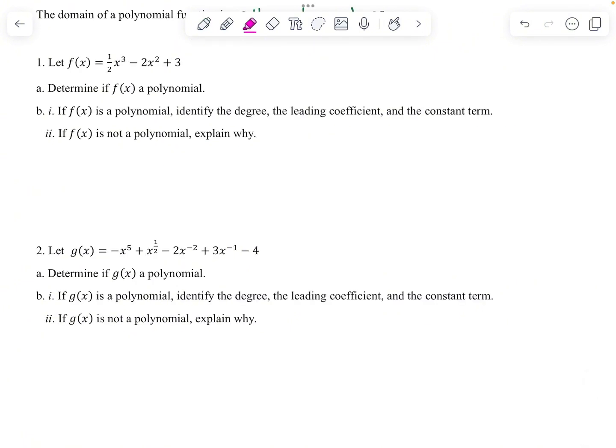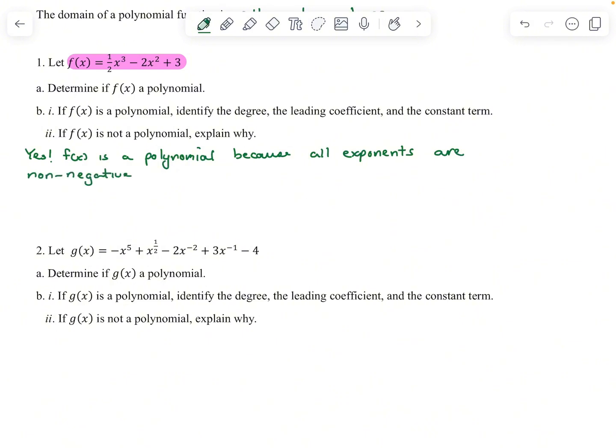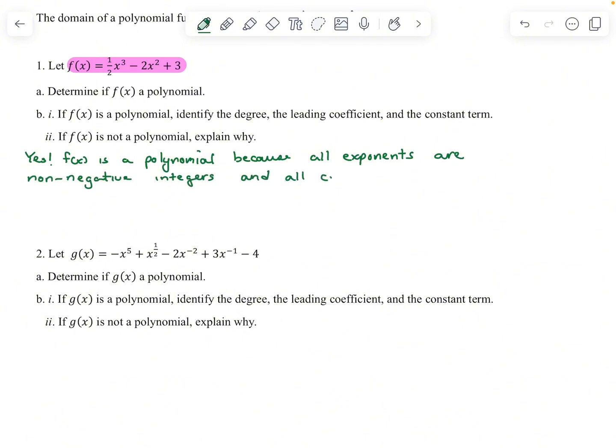In example 1, we have the function f of x is equal to 1/2 x cubed minus 2x squared plus 3. And we would like to ask ourselves, is f of x a polynomial? And I'm going to state yes. F of x is a polynomial because all exponents are non-negative integers and all coefficients are real numbers.